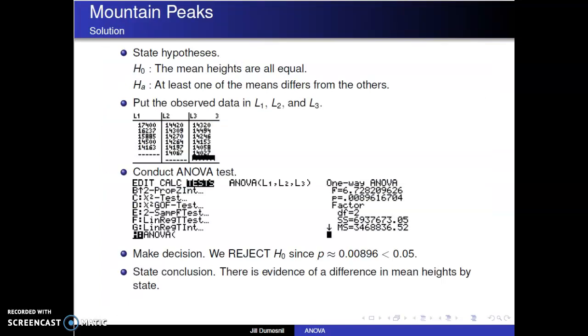To proceed with the solution, we state the hypotheses and put the observed data in lists L1, L2, and L3 as shown. Then we select ANOVA from the Statistical Tests menu and indicate our input lists separated by commas. The output screen gives the calculated p-value of 0.00896, which is less than 0.05. Therefore, we reject the null hypothesis and conclude that there is evidence of a difference in mean peak heights among the three states.